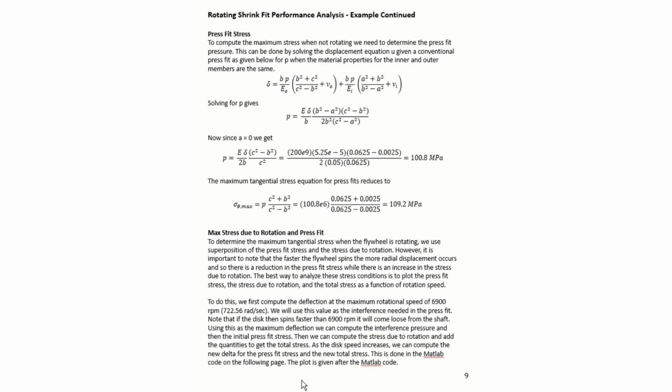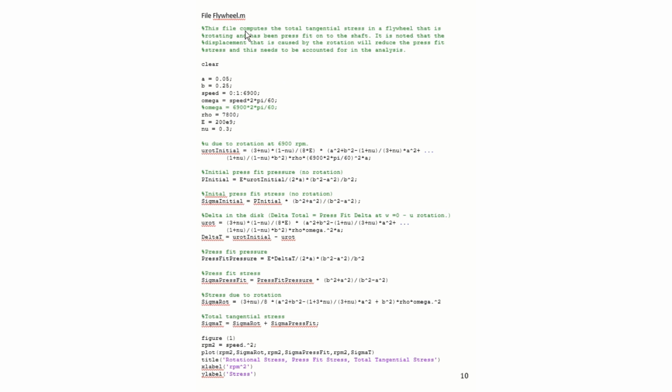So as the disk increases in speed, we will compute a new delta for the press fit and a new total stress. And if we look at the MATLAB code that I put together to do this, it might seem kind of complex, but it's actually fairly short code, in that most of this code here is explaining what's going on and annotated well so that you can understand the different parts of it.